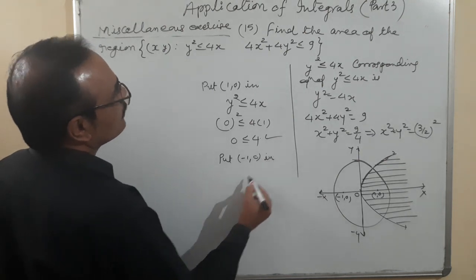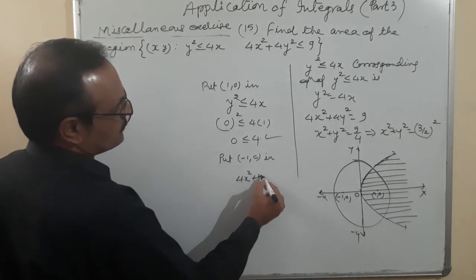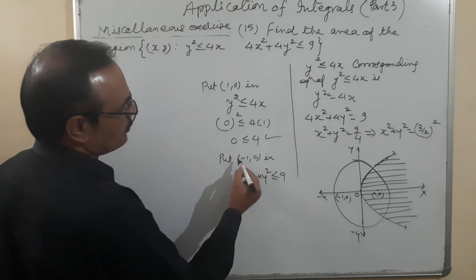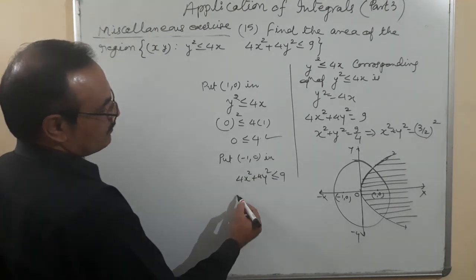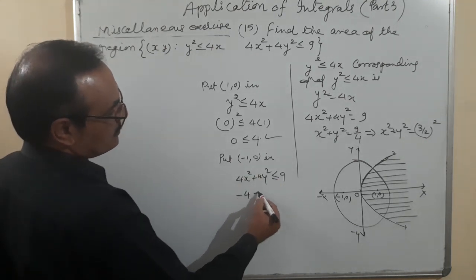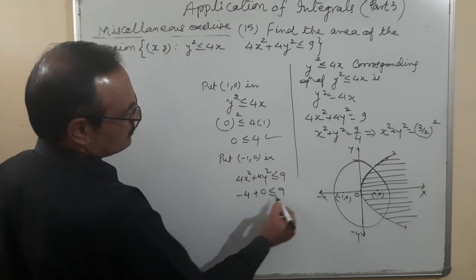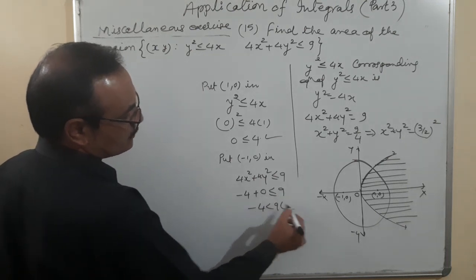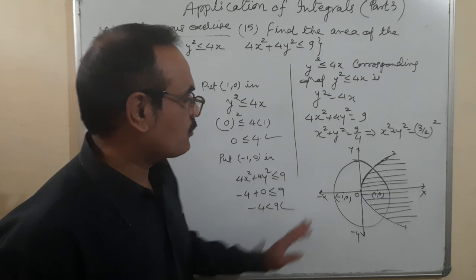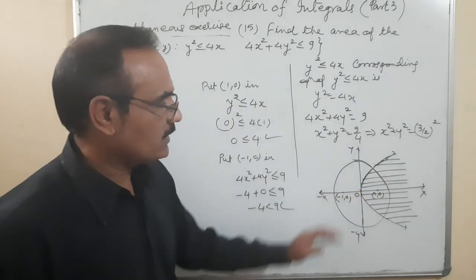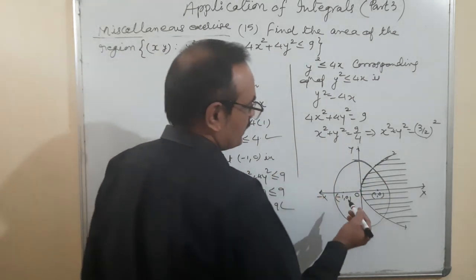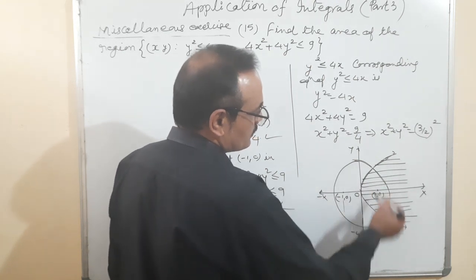In 4x square plus 4y square less or equal to 9, now let us see what happens. Minus 4 plus 0 less or equal to, 4 is less than 9, which is true. That means we are talking about the inner portion of the circle, the outer portion is not there. So the inner portion of the circle, that means this complete portion is here.